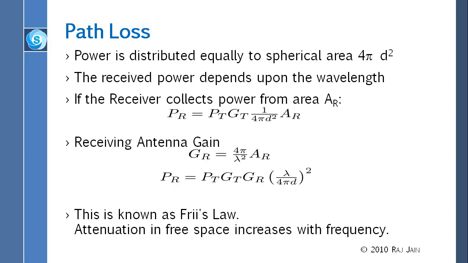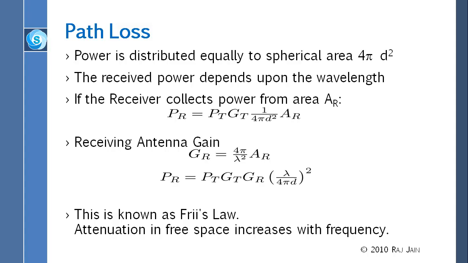It turns out that the receiving antenna gain depends upon the wavelength, and if the wavelength is more, you get less power and less gain. So if you put that formula here, the received power is transmitted power times the transmitter gain times the receiver gain times lambda upon 4 pi d square.